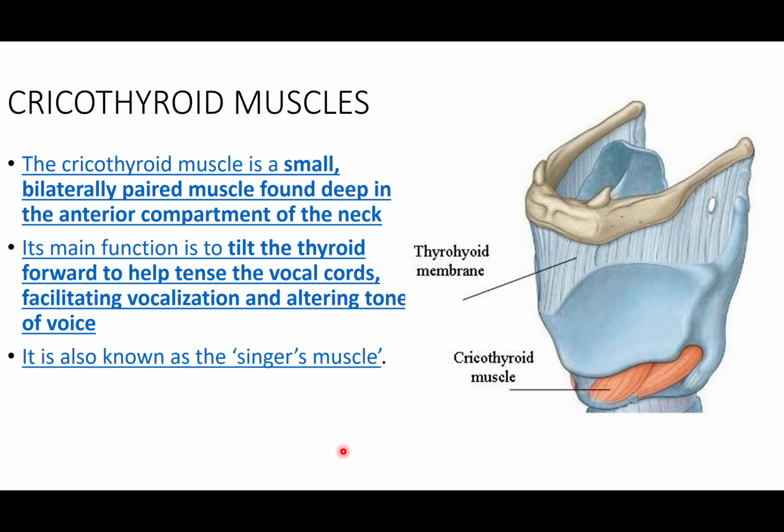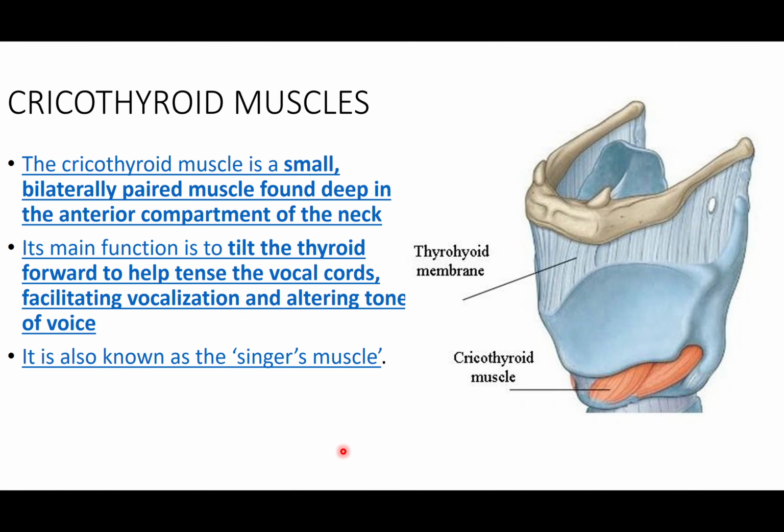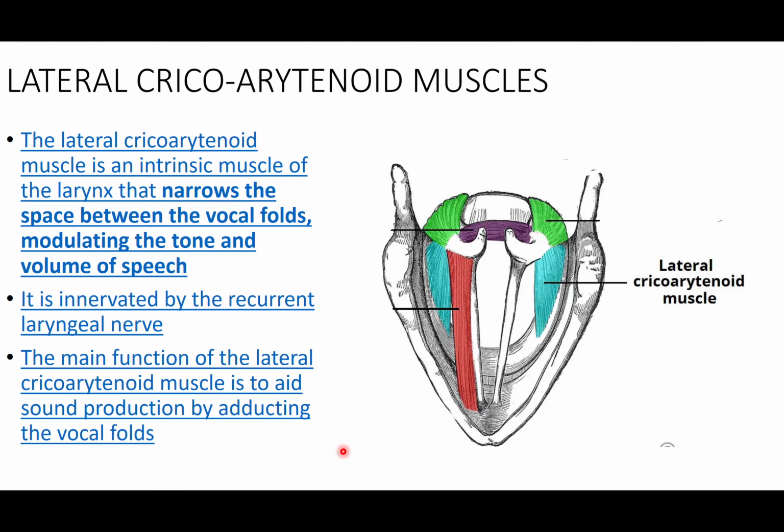But its function is not the abduction of the vocal cord. So we can say that the first option, cricothyroid muscle, is not correct, because its function is not the abduction of the vocal cord, but to tilt the thyroid forward to help tense the vocal cords. The second option we had is lateral cricoarytenoid muscle.